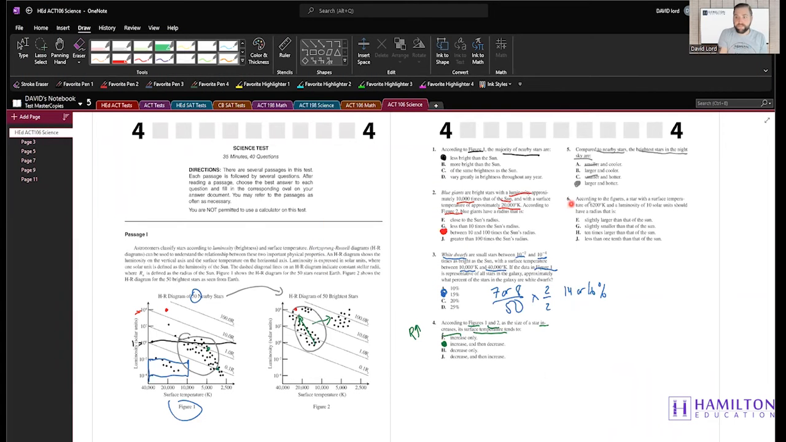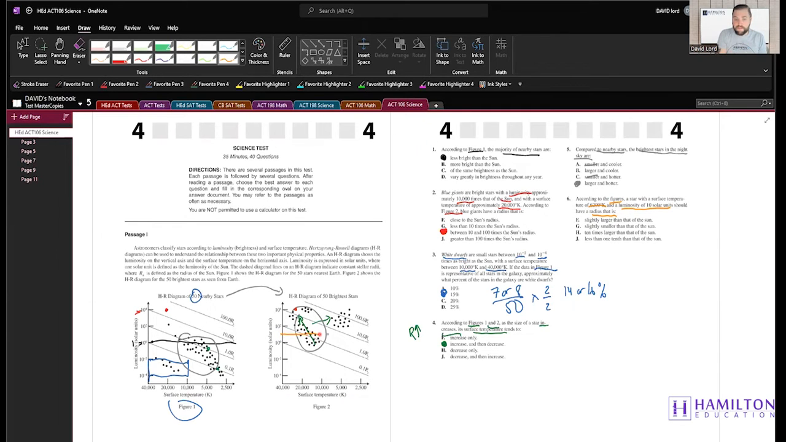Question number 6. According to the figures, a star with a surface temperature of 6,200 Kelvin and a luminosity of 10 solar units should have a radius that is approximately what? So they both will have the same surface temperature and luminosity, so you could use either chart here. Whereas if it did say something about the bright star and nearby stars, you would want to pick one of them. So let's look at where 10 luminosity is.